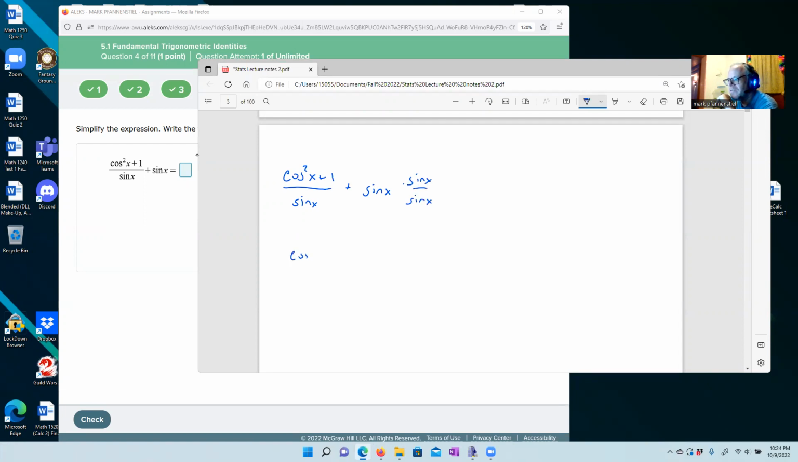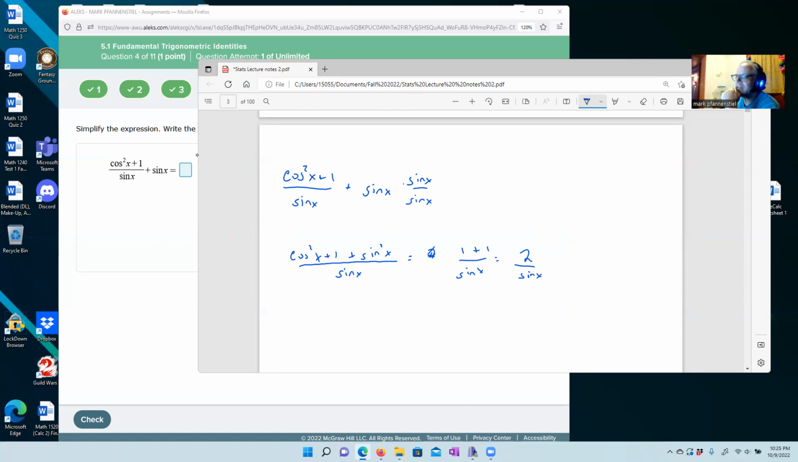Okay, so we're going to have cosine squared x plus 1 plus sine times sine, which is sine squared x, all divided by the common denominator, so it's just over sine x. Sine squared plus cosine squared, you guys are going to remember that forever, and it's going to be 1. Actually, let's not skip a step. So it's 1 plus 1 over sine x, so we can say this is 2 over sine x.